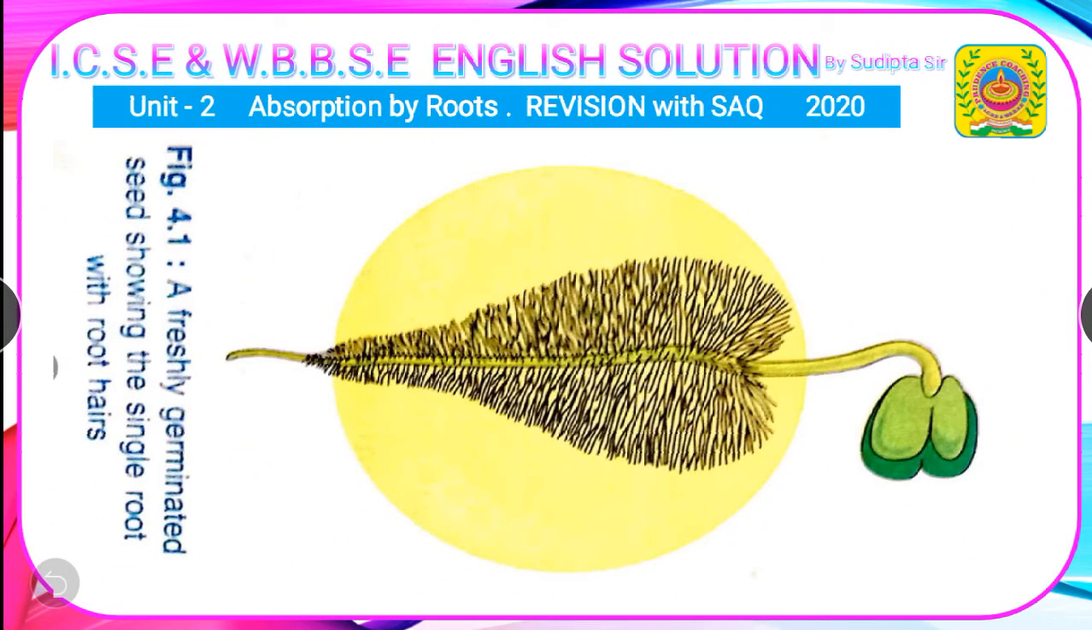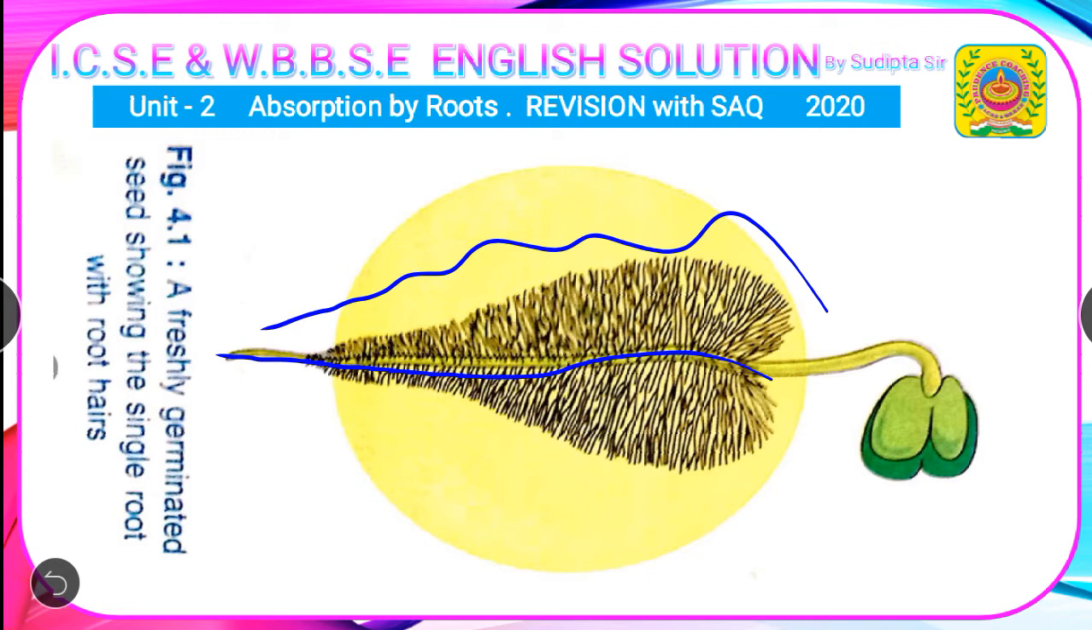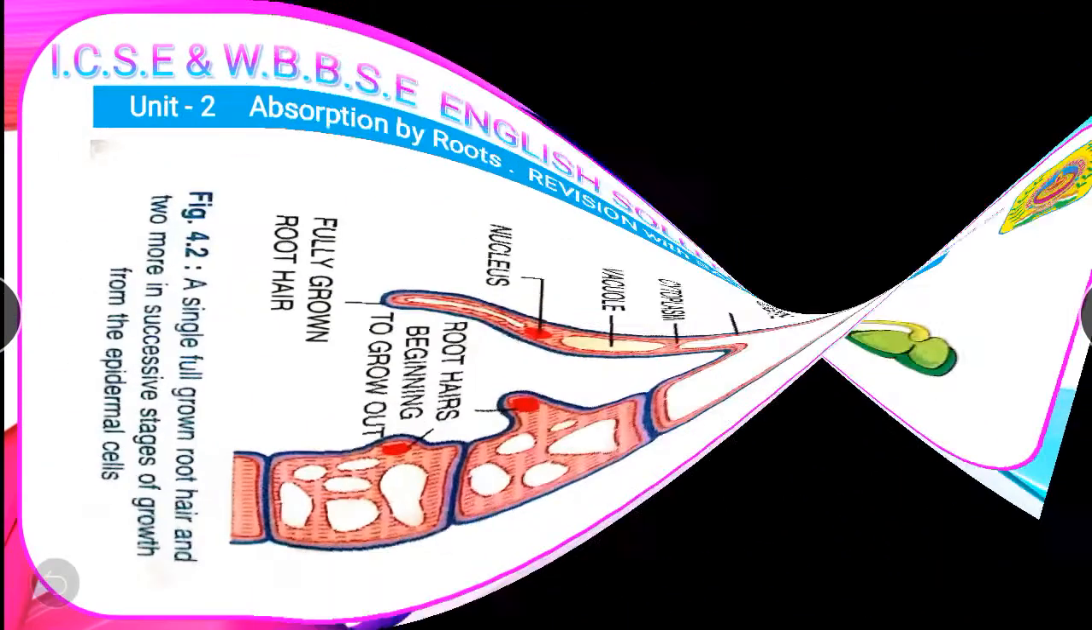Now we have shown here the picture of a freshly germinated seed showing the single root with its root hairs. So what is the root hair? Root hair is a small hair-like structure that comes out from the central root. This is the central root portion, and these black hair-like substances are the root hairs, which help the central root in absorbing water. Now we'll move to the next one.